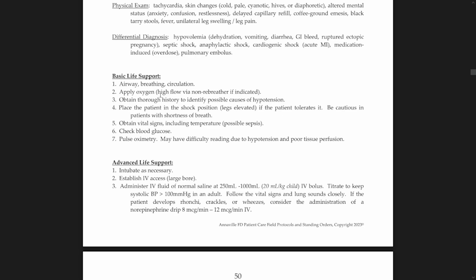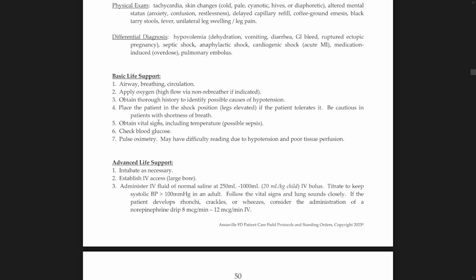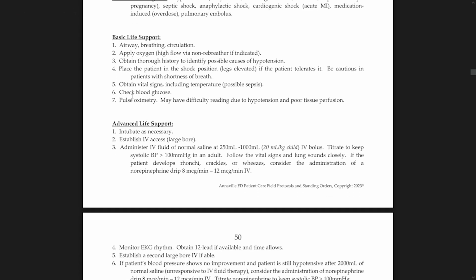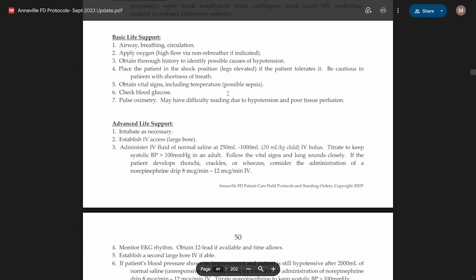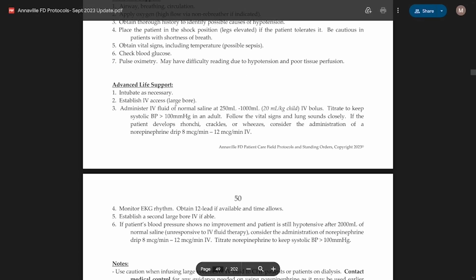You can apply oxygen via a non-rebreather mask, obtain their history to identify possible causes of hypotension, and place the patient in a shock position with their legs elevated if the patient tolerates it. Be cautious if the patient has shortness of breath. Obtain vital signs including a temperature to watch out for possible sepsis, check their blood glucose levels, and watch out for pulse oximetry. You may have difficulty reading it due to the hypotension and poor tissue perfusion, so just be ready for that.